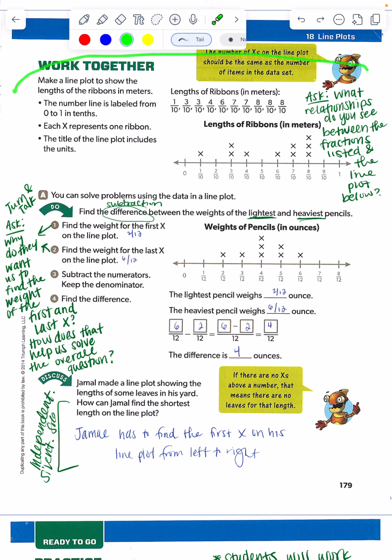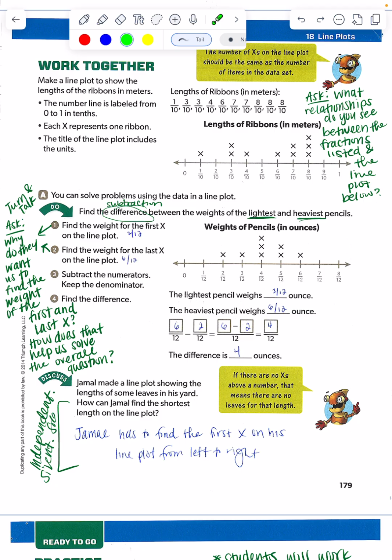That same idea comes up here. You can release students to another turn and talk by asking them, okay, now we are talking about the lengths of ribbons. What relationship do you see between the fractions listed and the line plot below? Again, students should be able to say, well, I see 10 X's in the number line. That correlates with the number of lengths of ribbons listed above, or the 10 fractions listed above.